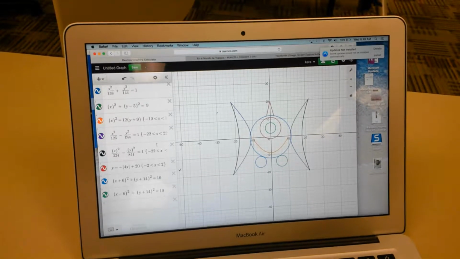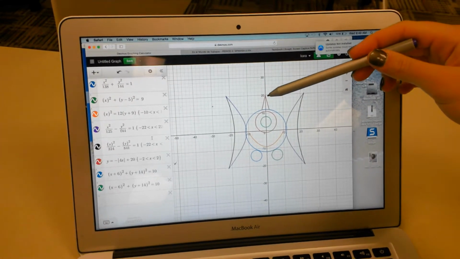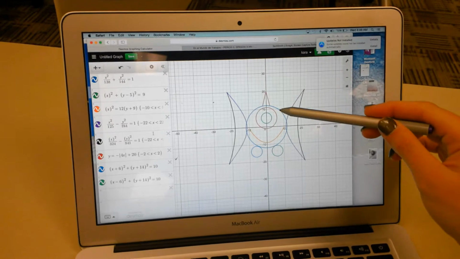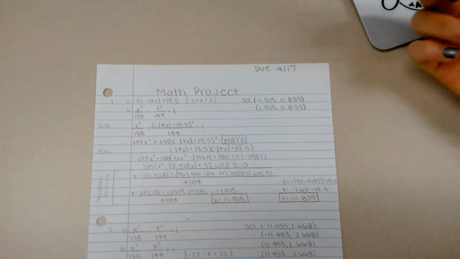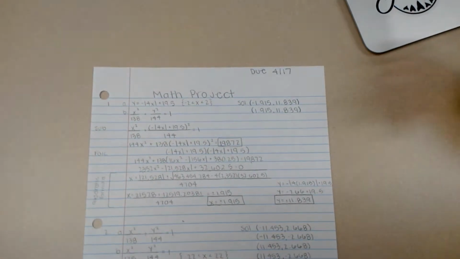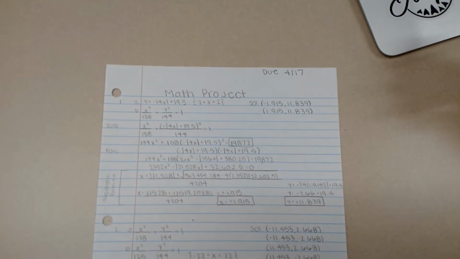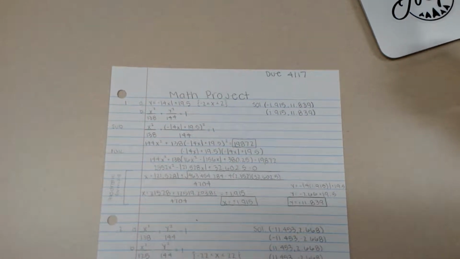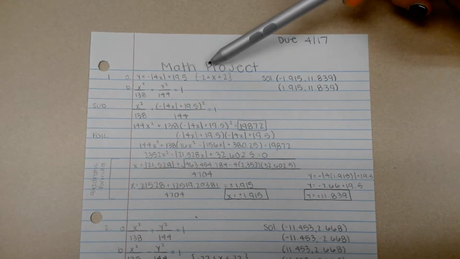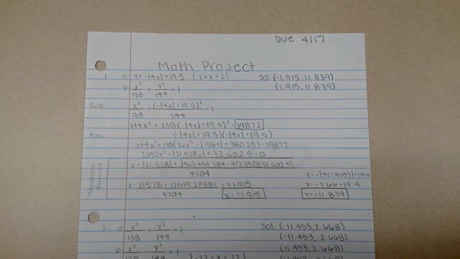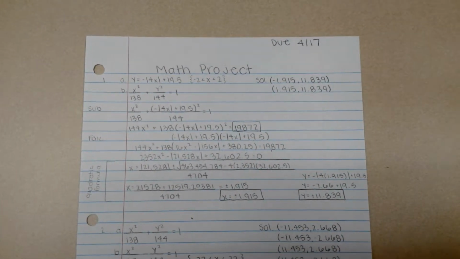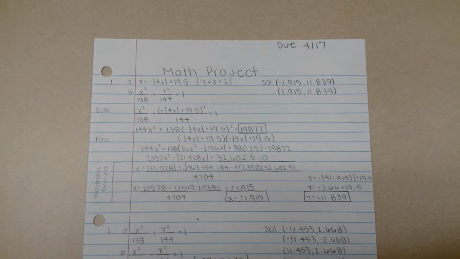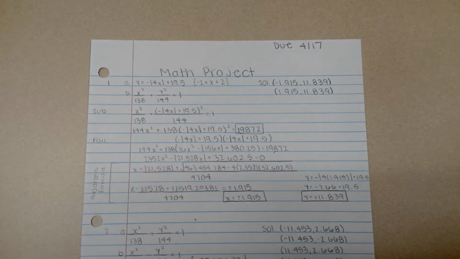First intersection, we are doing the equation for the horn and the body of the monster. So equation A is y equals negative absolute value of 4x plus 19.5, and our restrictions are from -2 to 2. So the equation B is x squared over 138 plus y squared over 144 equals 1.